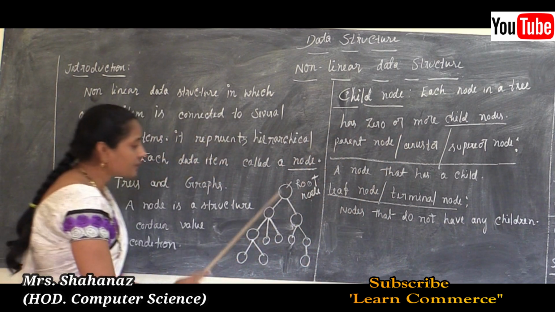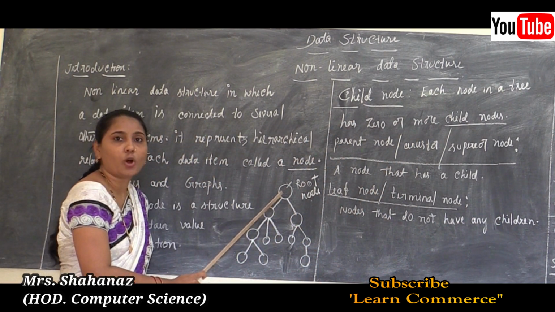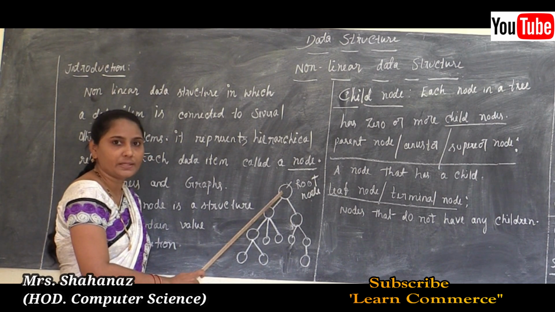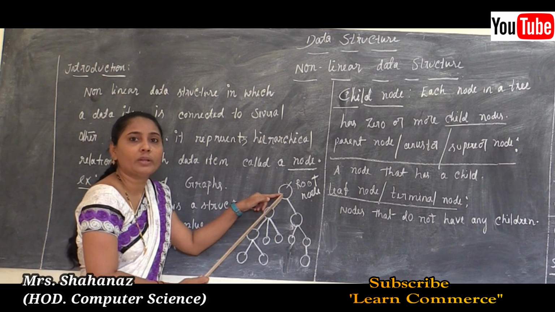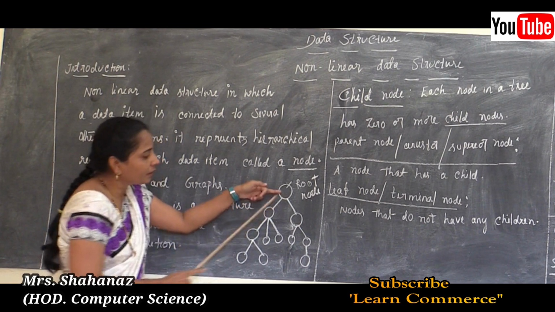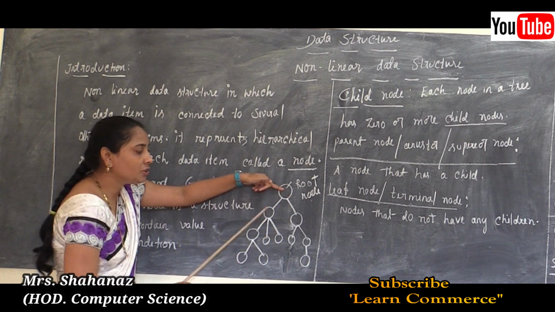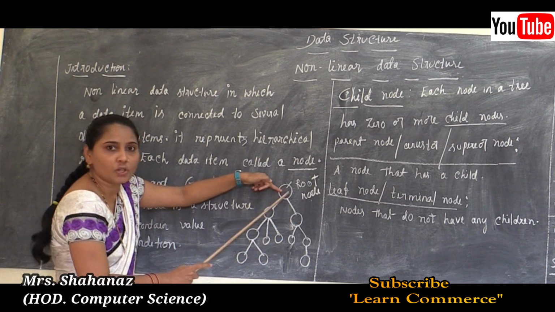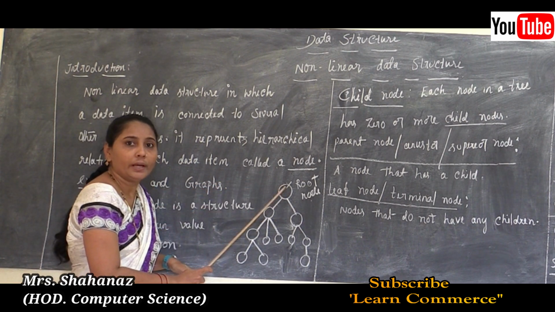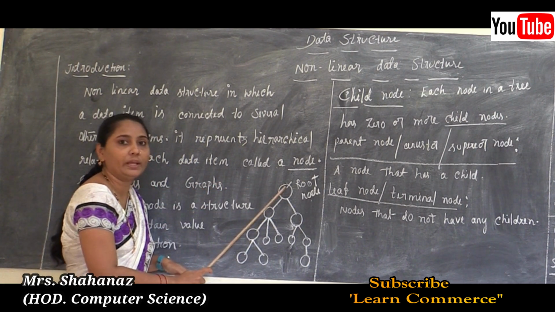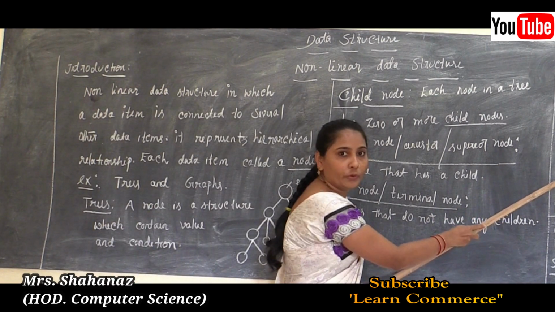It is the node from which all the operations on the tree commonly begin or commence. We can say that the root node will not have any parent. See here, why? Because this is the root node. These are the children, and this is called the parent node, but our root node does not have any parent. So this one is called the root node.